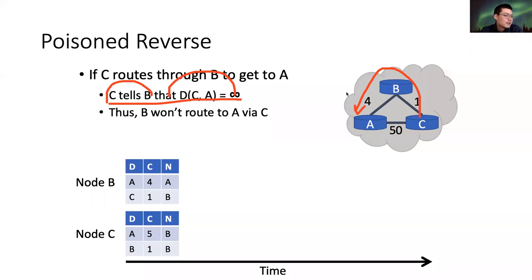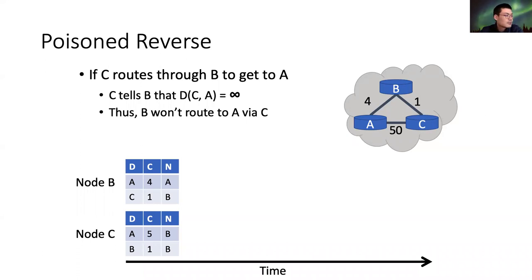If you tell B this, B will not try to route to A through C, because B to A is the second hop and this is the first hop. Of course, BA is going to be closer than C. So this is the idea. This is called poison reverse. We don't allow it to reverse. If C goes to B to A, then B cannot go to C to A again. C will tell it, hey, don't go through me, I go through you.